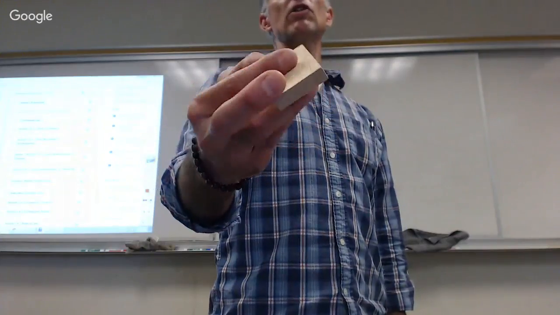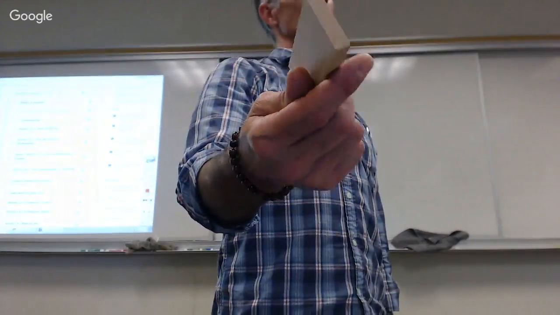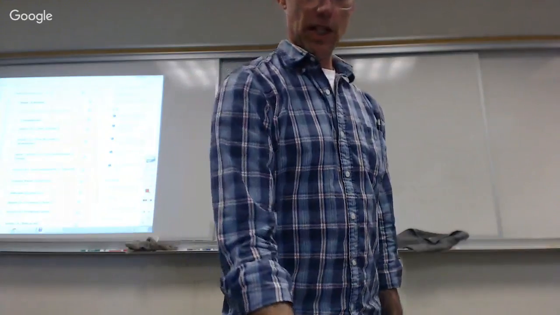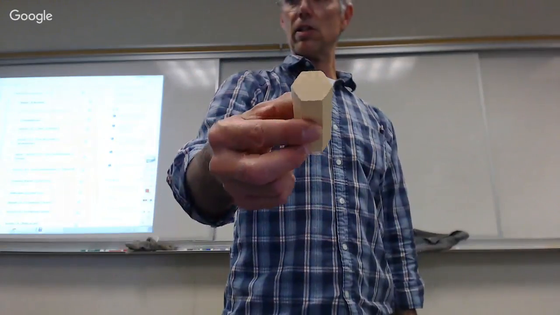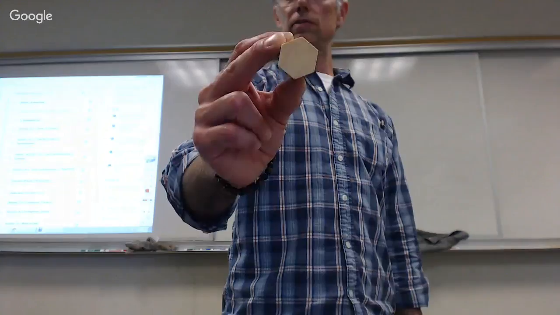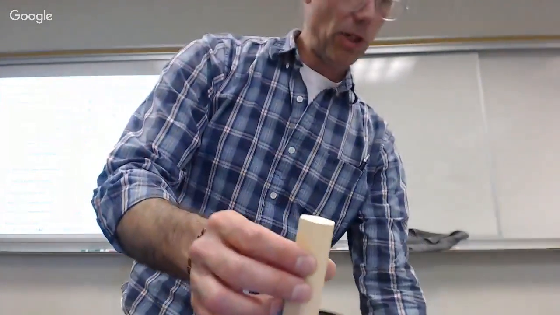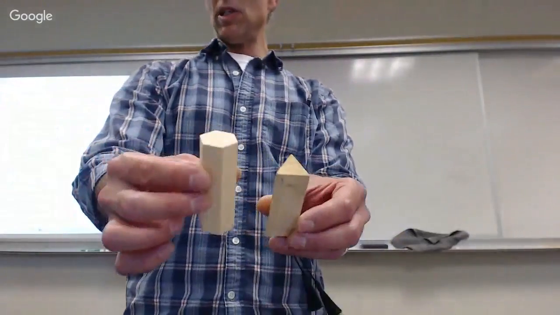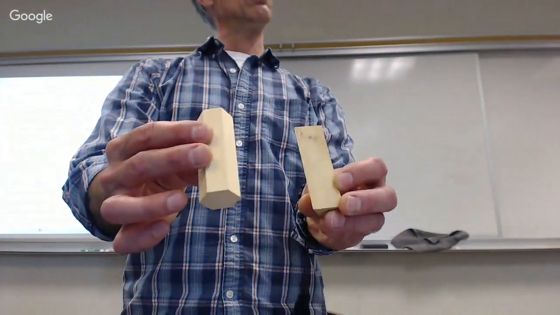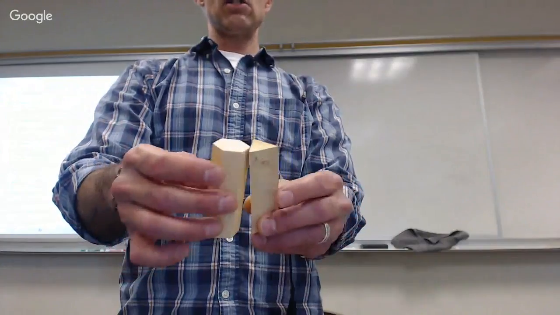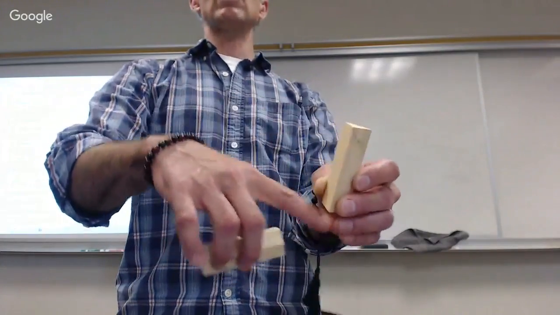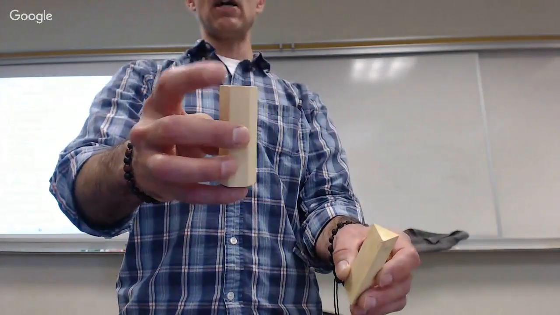Is it really much different than the cube? Okay, how about this shape right here? So is it much different than this shape right here? Yeah, this one has triangular parallel faces, faces that are triangles. This one has parallel faces that are hexagons.